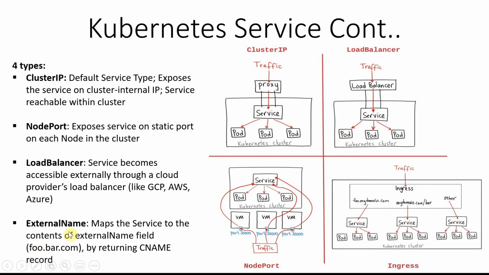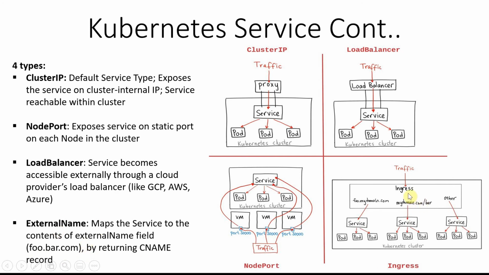And the last one is external name. There's also something called ingress, and I'll talk about ingress next. Ingress is not in this category, but I will tell you external name first. External name basically maps the service to the content of the external name field, like for example foo.bar.com, by returning a CNAME record. So basically, if you want to restrict the traffic to a particular URL, then you can use this external name. So the traffic is restricted to just this URL, not to everyone. It is restricted to the URL that you provide. That's what external name is.